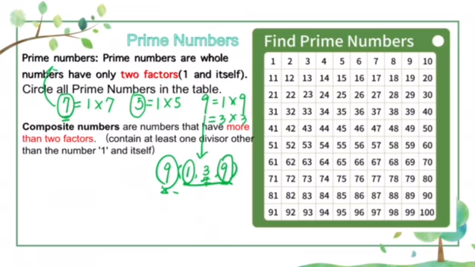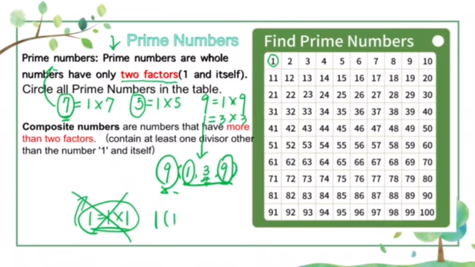Somebody will be confused about 1. Somebody will say, 1 equals 1 times 1, so you think 1 is a prime number? No. From the definition, prime numbers are whole numbers that have only 2 factors. But 1 only has 1 factor, itself. So 1 is not a prime number. Of course, 1 is not a composite number either. So 1 is very special.